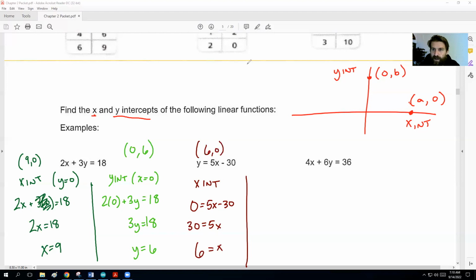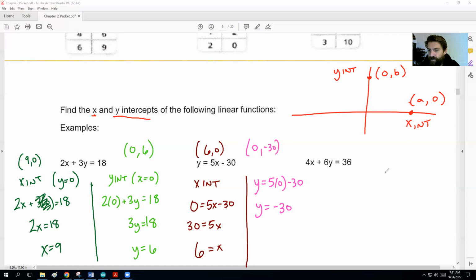And the y-intercept, all right, we're going to make the x equal to 0. All right, 5 times 0 is 0. So we get y equals negative 30. And, well, we don't really need to divide because that's a plain old y. So we'd have a y-intercept at 0, negative 30.